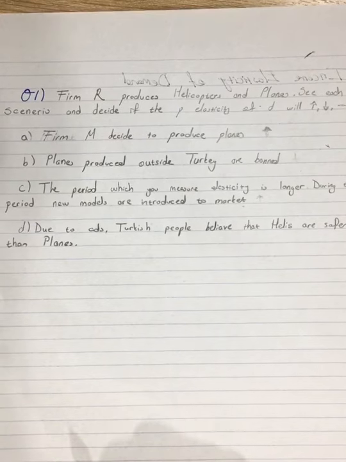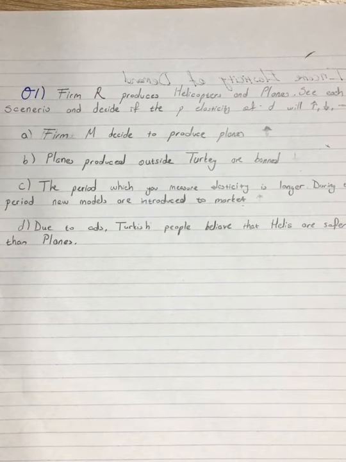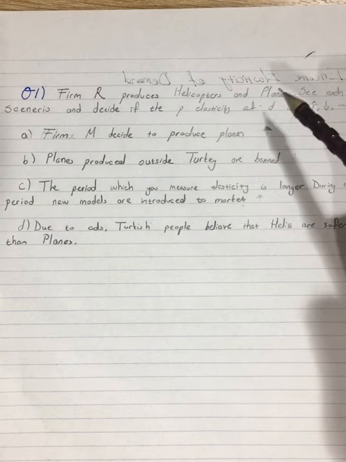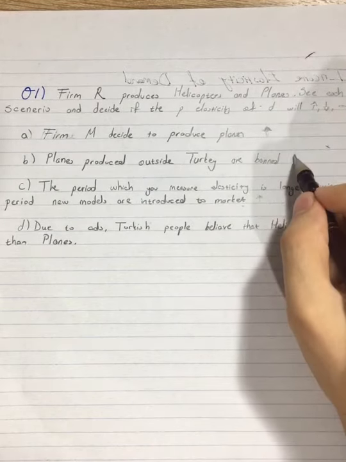In part B, it says that planes produced outside Turkey are banned. Again, think of the options. When the government bans planes produced outside Turkey, customers in Turkey have fewer options. So when firm R decides to increase their price, customers will not have as many options as before. So their elasticity of demand for planes is decreasing.